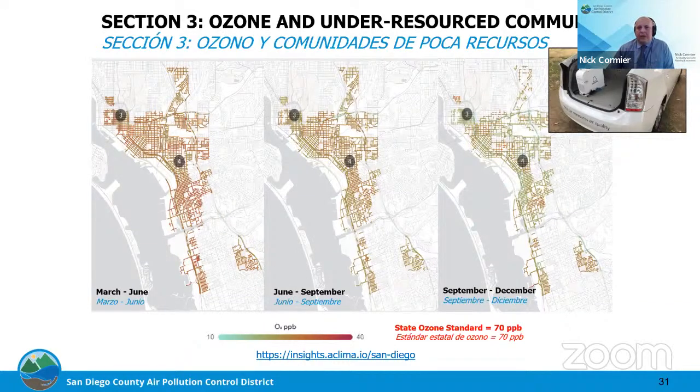However, ozone exceedances can and still do occur on occasion, and other air pollution impacts from diesel particulate matter and toxic air contaminants still occur. That is why APCD and other local agencies are working to improve the quality of life in these areas and other under-resourced communities in the county.